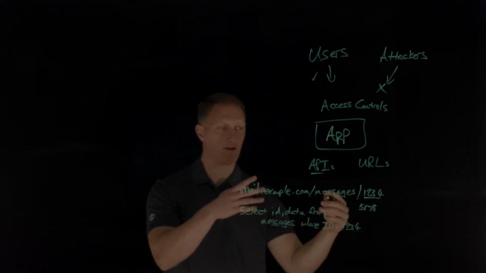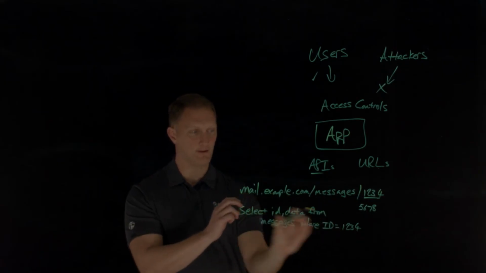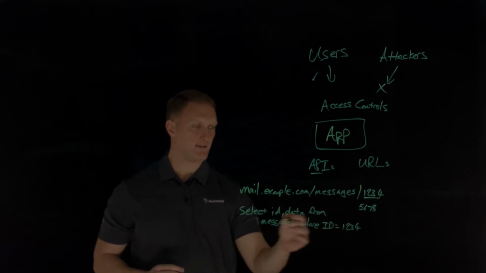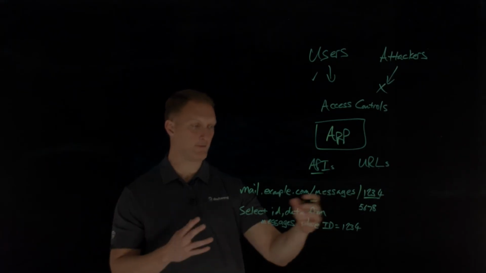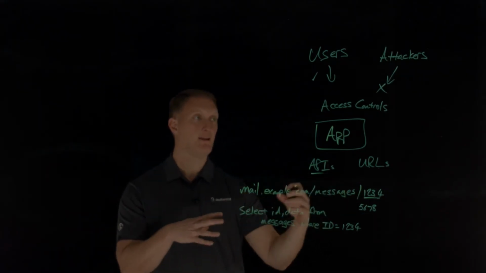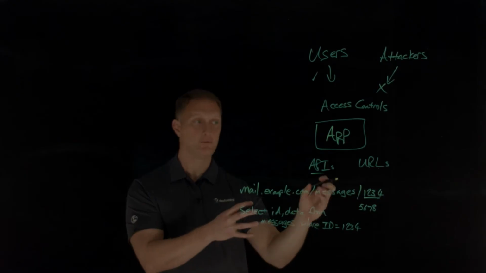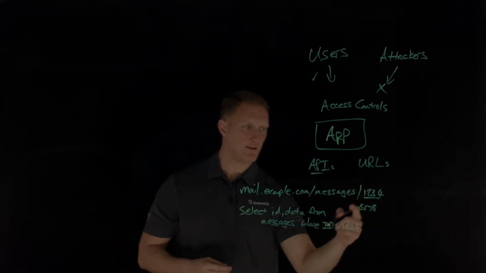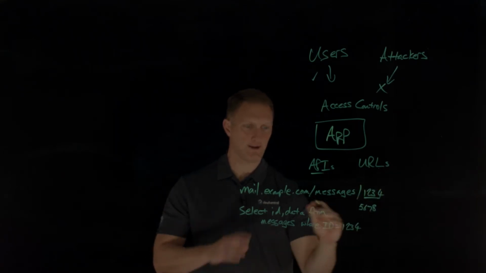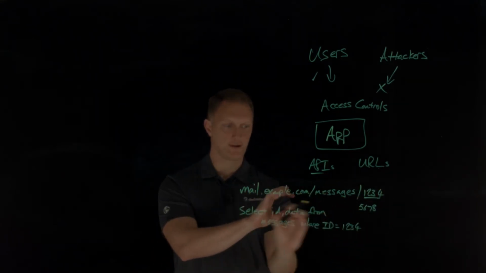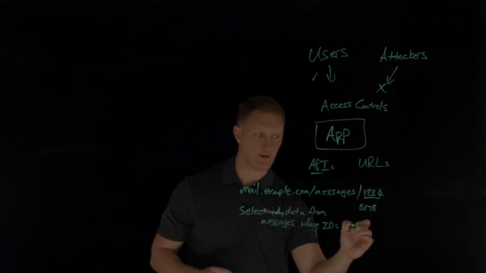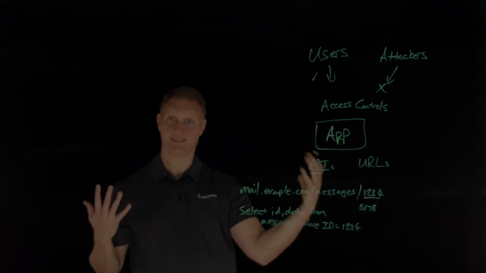So on the back end of this database call, if this does not sanitize the input and control the access to only allow the authorized person to gain access to that, then if you were to change that to 5678, that would change the contents of this SQL message to be ID equals 5678. And then you would be able to see it, and that's not good, right?